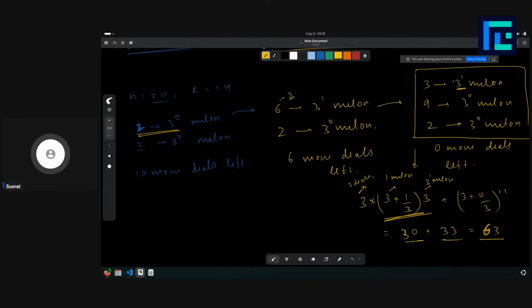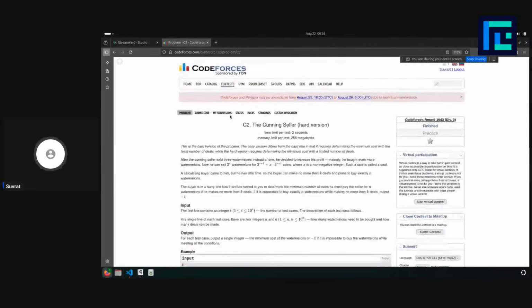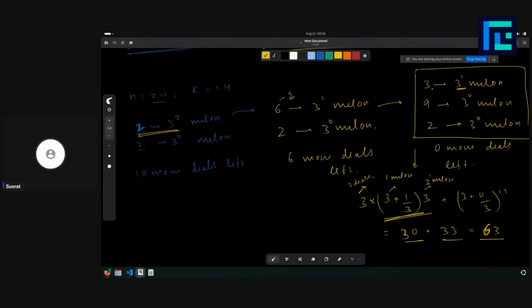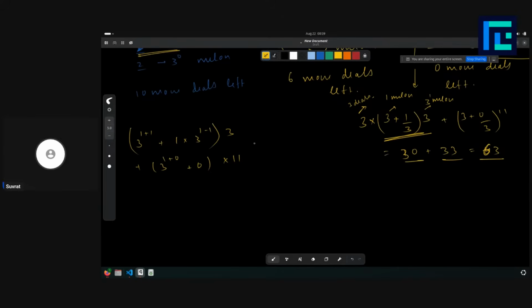You can also use that formula, this thing, 3 to the power x plus 1 plus x into 3 to the power x minus 1. So if we do that, 3 to the power 1 plus 1 plus 1 into 3 to the power 1 minus 1 into 3 plus 3 to the power 1 plus 0 into 11. So this is 9, 9 plus 1, 10, 10 into 3 plus 3 into 11, which is again 60.